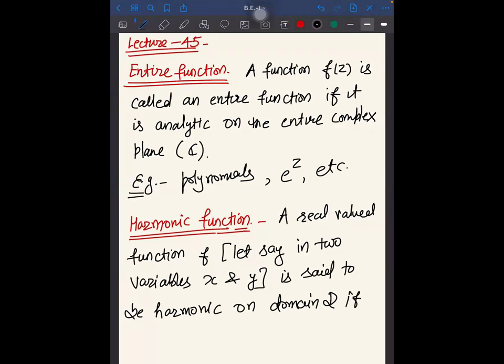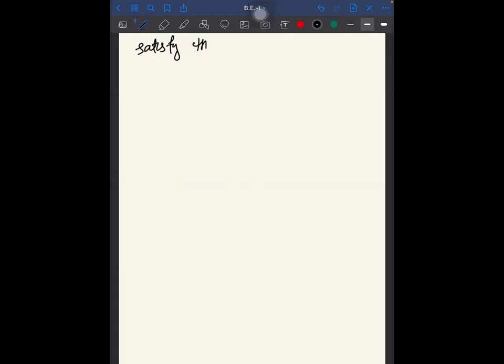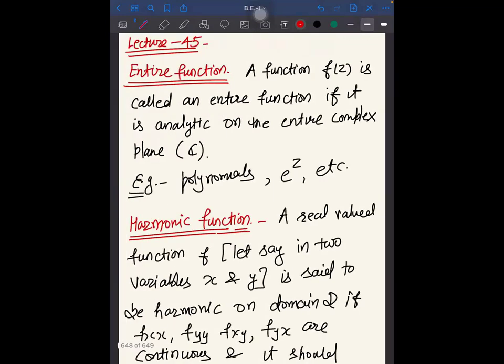two things should happen. What are they? That means f_xx, f_yy, f_xy, f_yx are continuous, and it should satisfy the Laplace equation. That means f_xx plus f_yy is equal to 0. You'll be using the harmonic functions as a tool to prove that the functions are analytic as well.